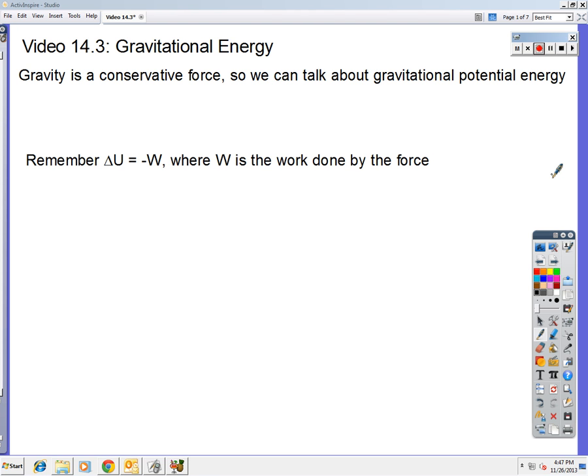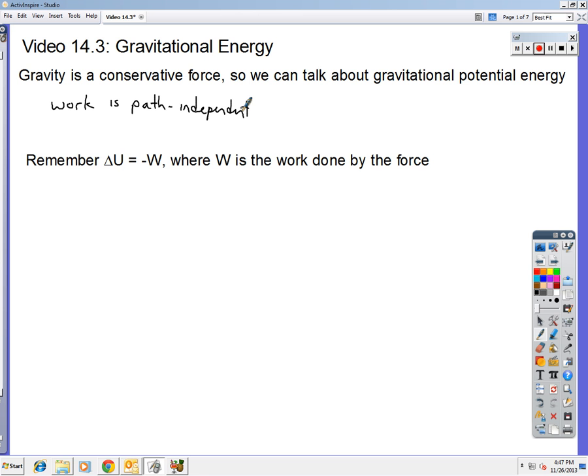Okay, this is the third video on gravity and orbits. We're looking at energy here. Now, we know that gravity is a conservative force. If you remember, that means that the work that is done by gravity is independent of the path that you take and depends only on the endpoints, and that means there's an associated potential energy.